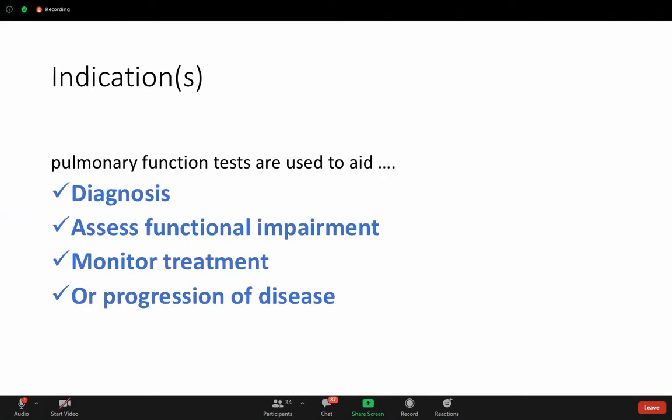The third is monitoring treatment. So, for example, if you have a certain disease, let's say asthma or fibrosis, you will give them an intervention. Subjectively, they may not feel an improvement, so we can actually monitor that objectively by the PFT, as well as capturing the progression of diseases.